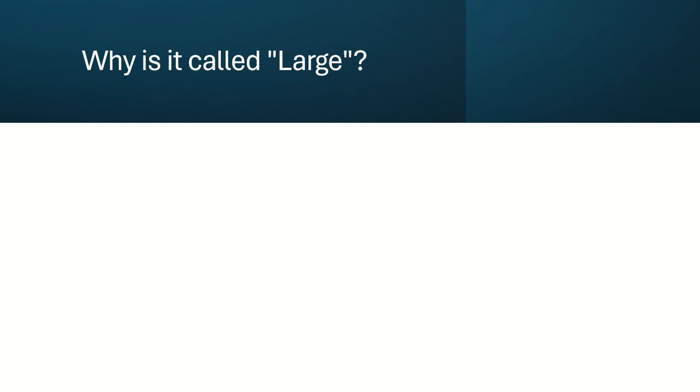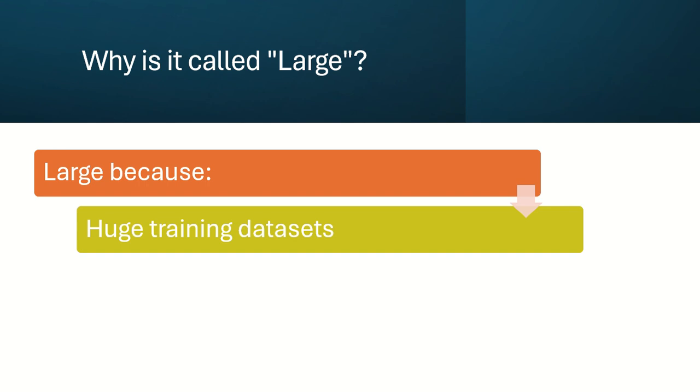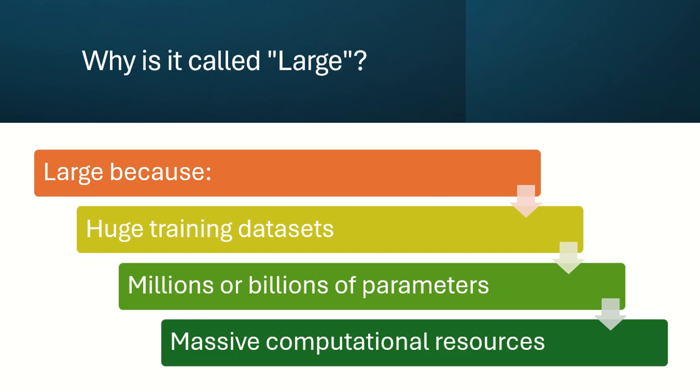Now, why is it called large? The word large doesn't only refer to the amount of data used during training, but it also refers to the enormous number of parameters inside the model. These parameters store the patterns the model has learned. Some modern language models contain billions of parameters.